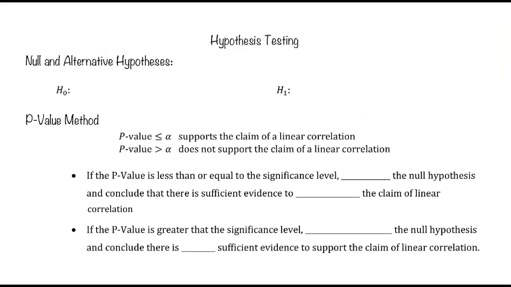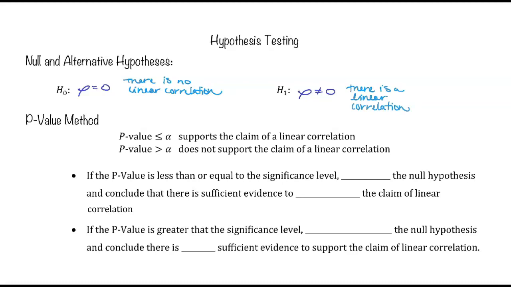When we're running a hypothesis test regarding linear correlation, our H0, our null hypothesis, is that rho is equal to 0. That corresponds to the idea that there is no linear correlation. The alternative hypothesis will always be that rho is not equal to 0. We have sample data that pulls us far enough away from 0 to say that there is a linear correlation. That is, if our sample data pulls us far enough from the center of 0, we will have enough evidence to reject the null hypothesis and support the alternative.